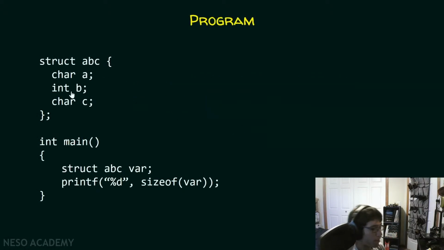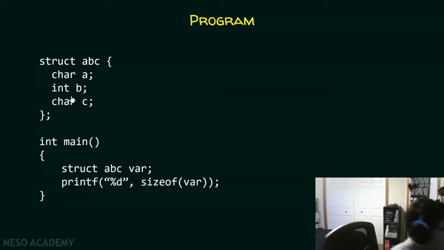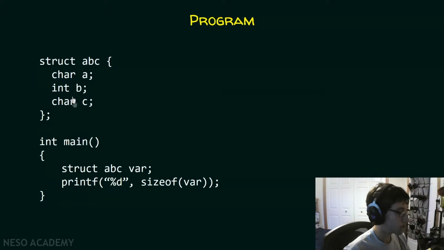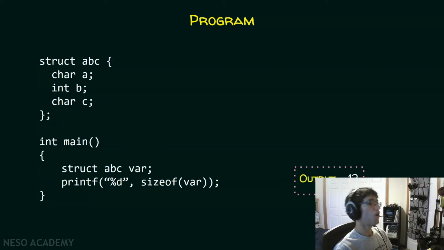Yes, it does. Here in this case, we change the order of members. Here we have character A, then integer B, then character C. The integer is in between these two characters. Does it affect the size? Let me tell you, the output of this program is 12. I mean, from 8 bytes, it changes to 12 bytes.